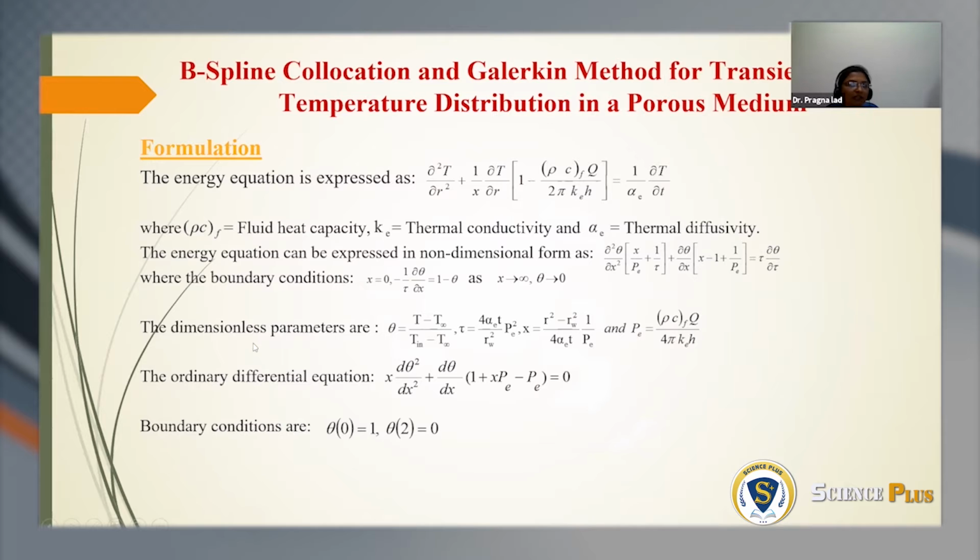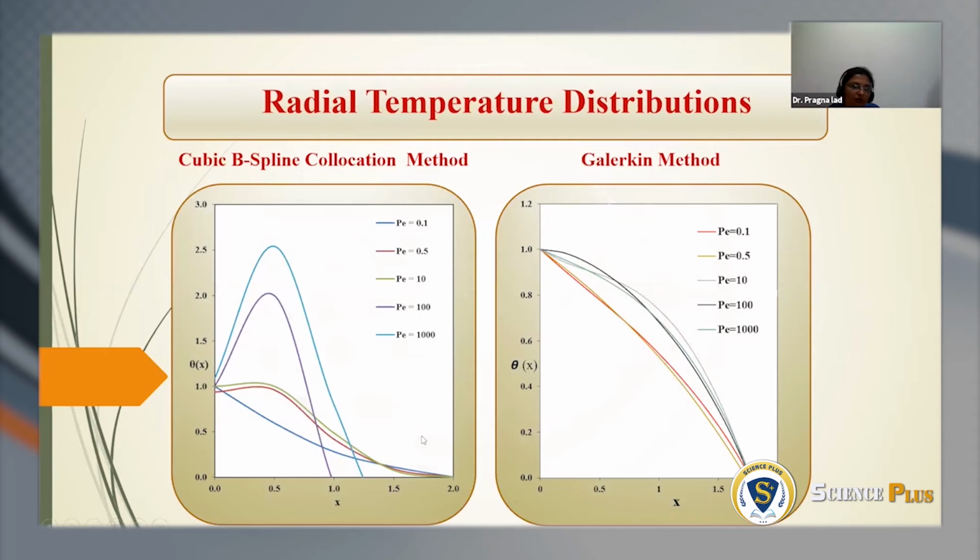Now, here we have considered dimensionless parameters, that is theta, tau, x, and Pe. Using similarity transformation, this problem can be converted into an ODE, that is an ordinary differential equation, and it is defined here. And the boundary conditions are theta of 0 equal to 1 and theta of infinity equal to 0. Now, I have solved this problem by two methods, that is cubic B-spline collocation method and Galerkin method.